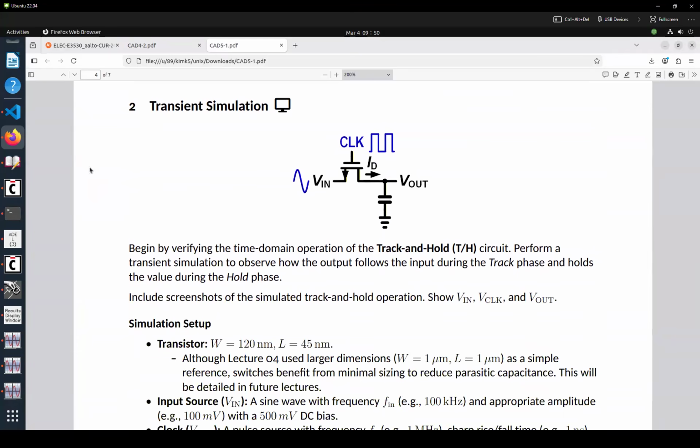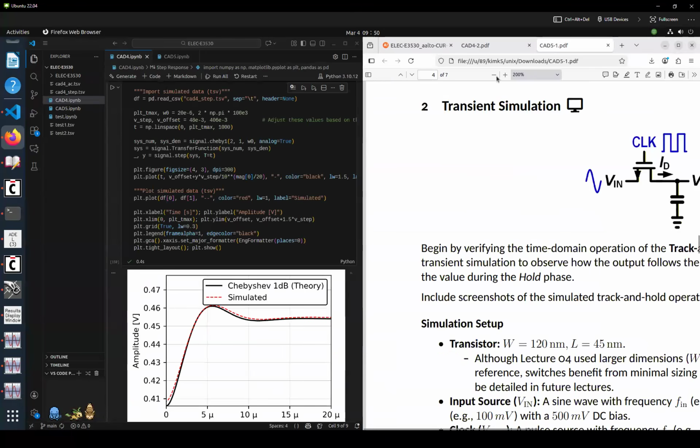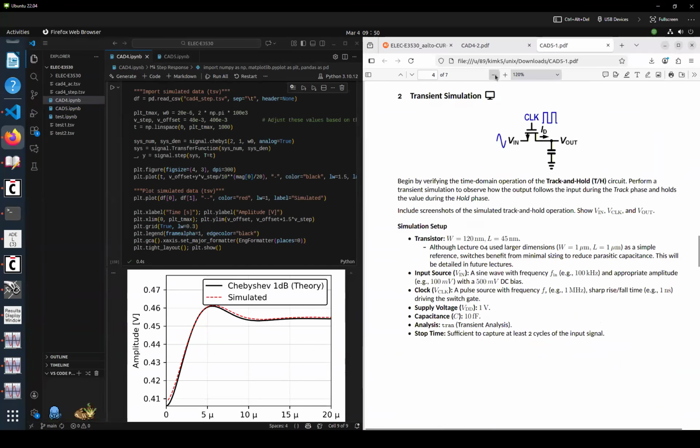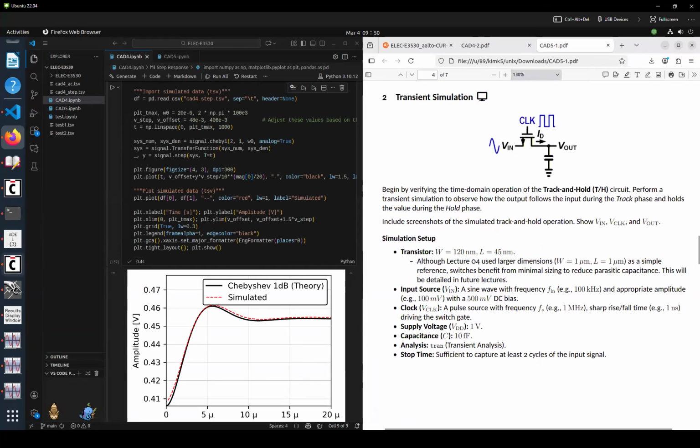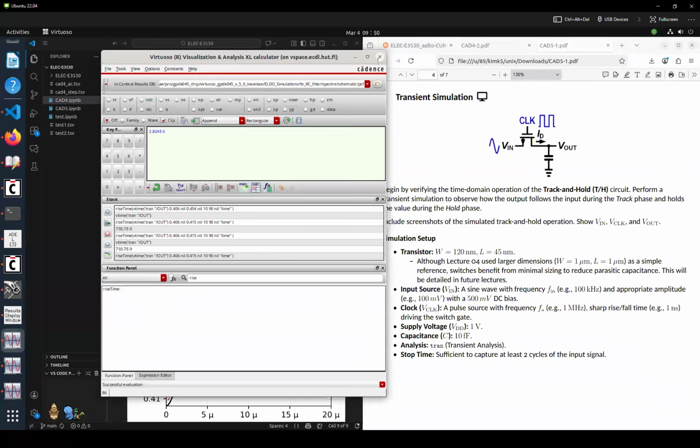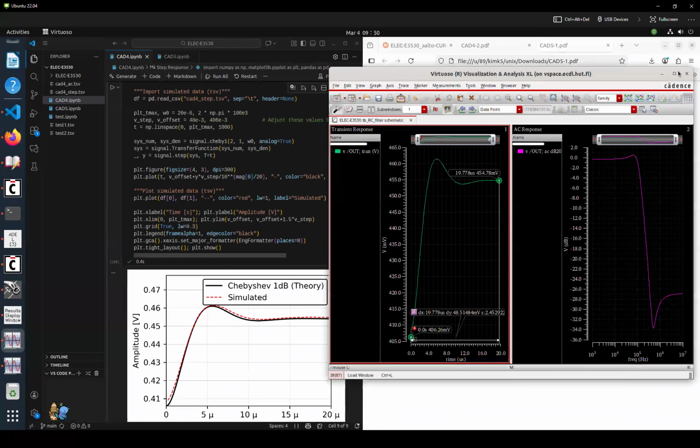So you can run the transient simulation first for the functional verification of this track and hold circuit. So let me close all the windows.